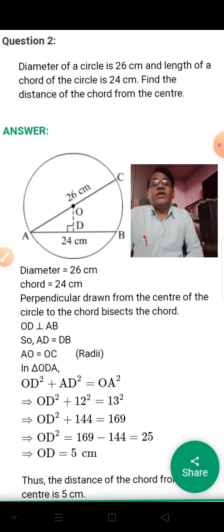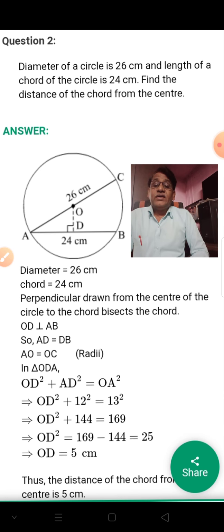Okay. So here the diameter of the circle is 26 centimeter and the length of a chord of the circle is 24 centimeter. Find the distance of the chord from the center. So diameter is 26 centimeter and chord is 24 centimeter. Here the diameter is given and the length of the chord is given, and you only have to find out the distance of the chord from the center.